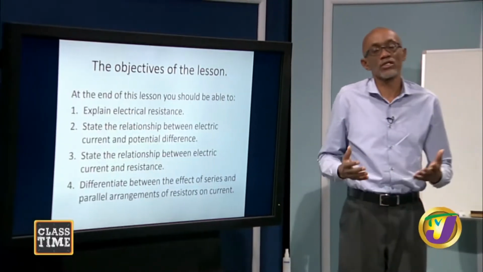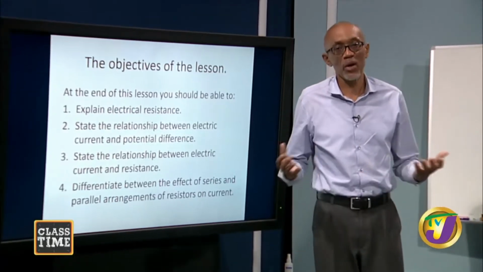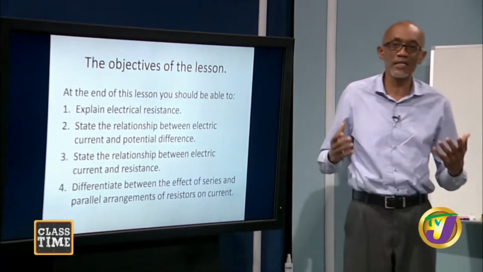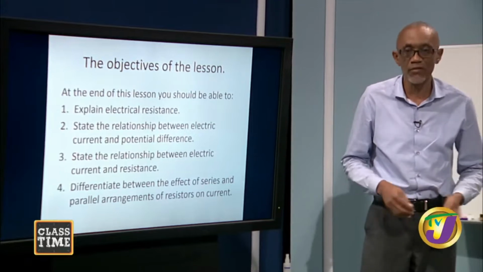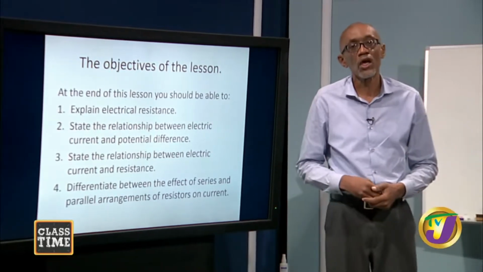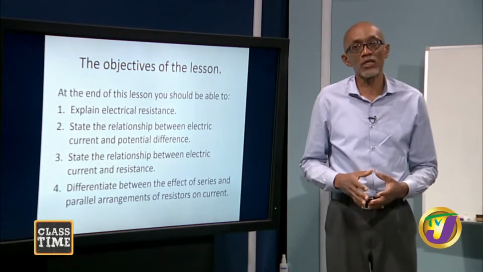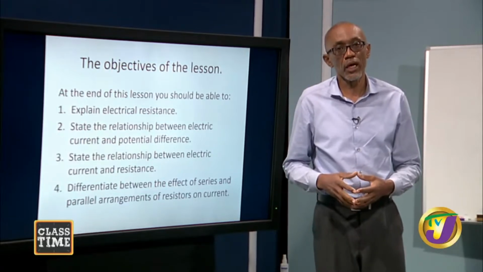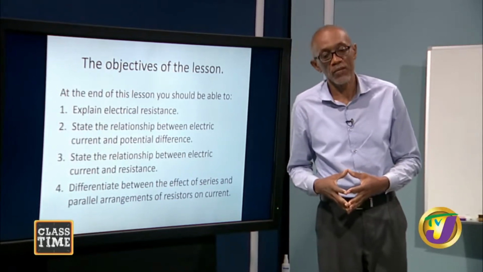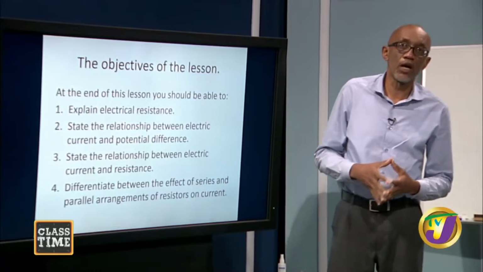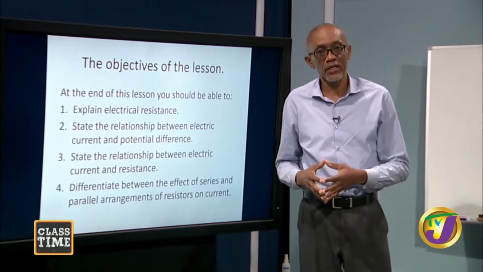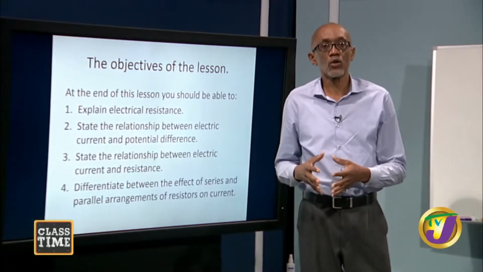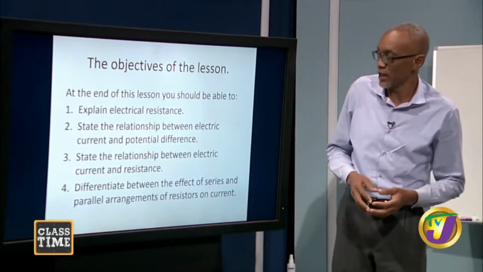Now, current electricity is a big part of our lives. The lights, the radio, the television, the cell phones, almost every device that we use, it uses current electricity. By now you would have gone through what is static electricity, and now we look at what is current electricity.